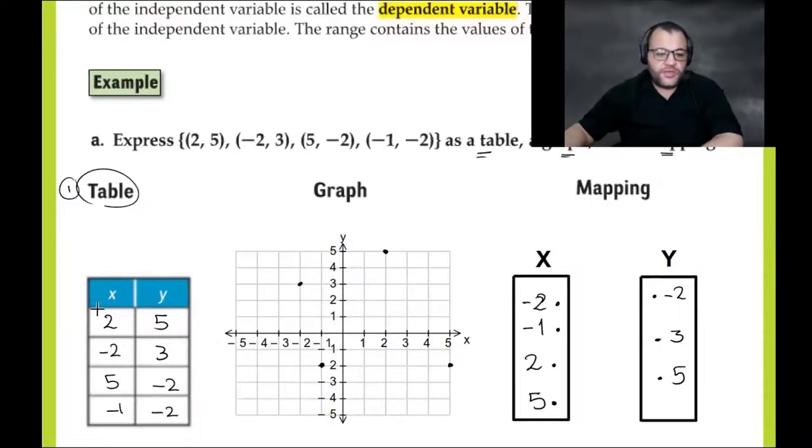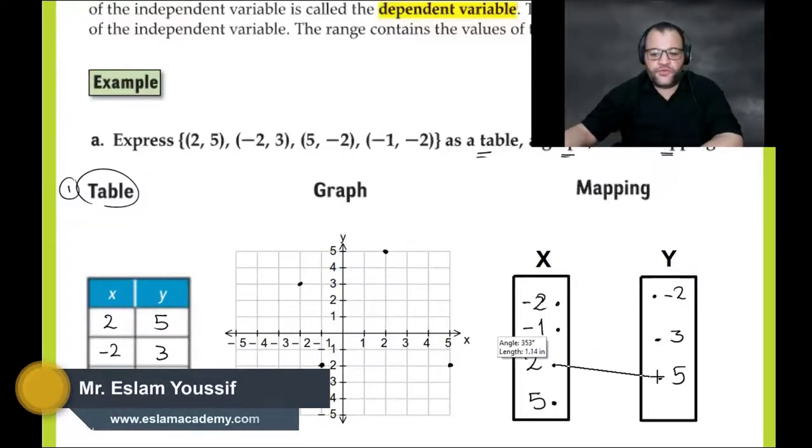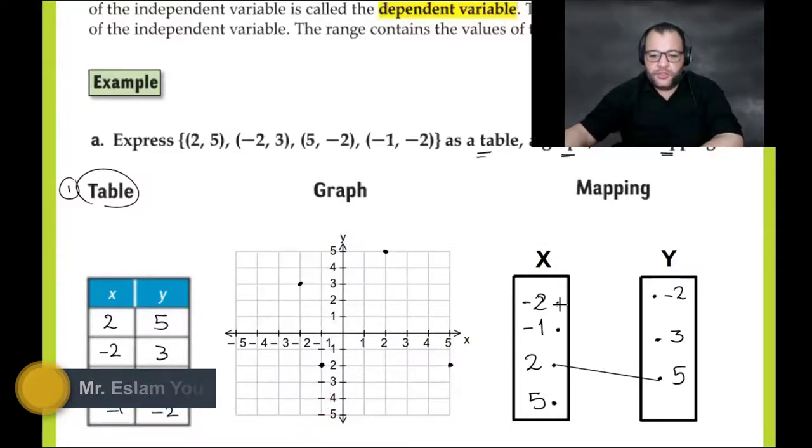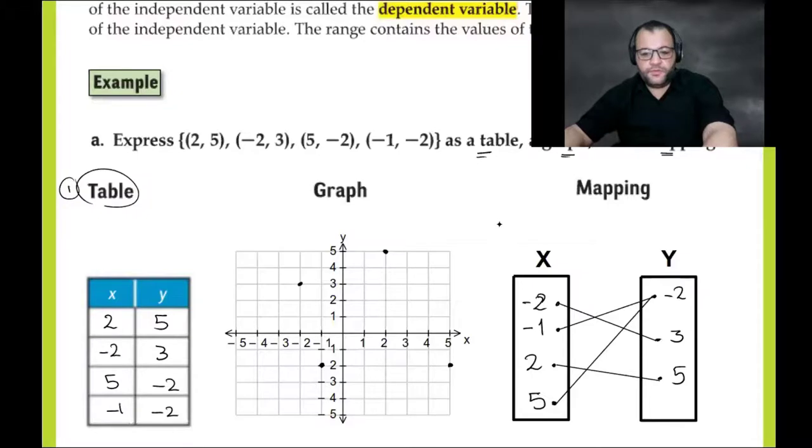The first ordered pair that we have is 2 and 5, so from 2, I'm going to 5. The second is negative 2 and 3, so from negative 2 to 3. Then 5 and negative 2, and negative 1 and then negative 2. That's how we can represent it by using the table, the graph, and the mapping. Any problem for that? No, sir.